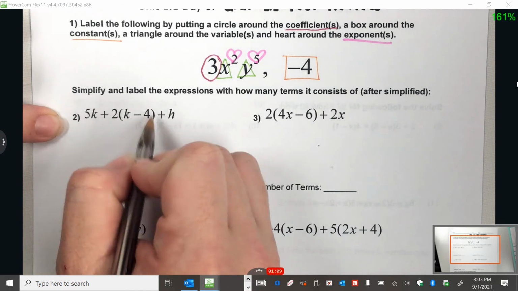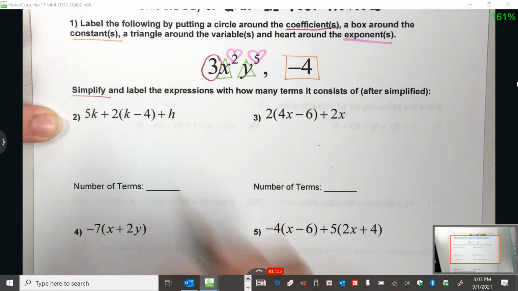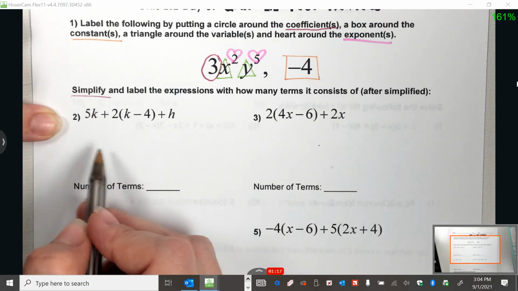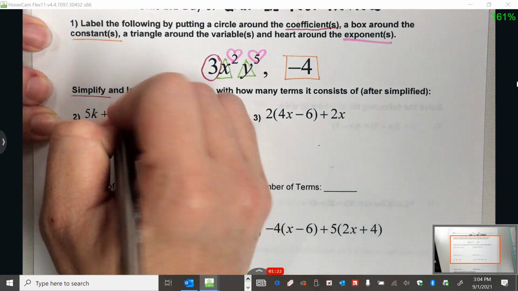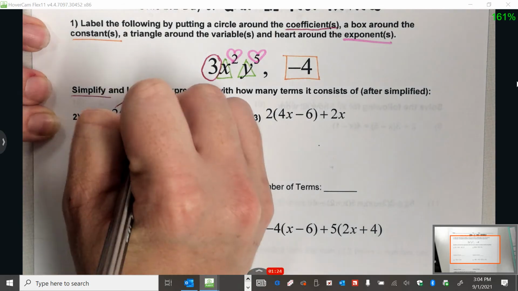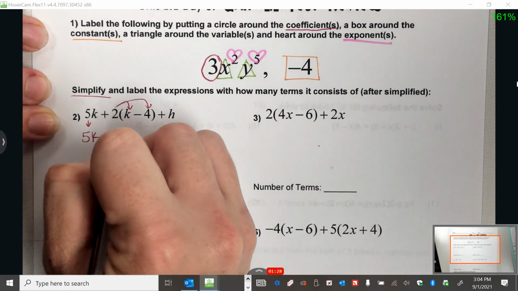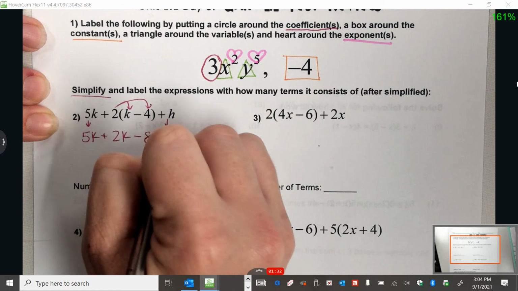So we're going to simplify, and one thing I want you to realize is we are simplifying, not solving. There are no equal signs, okay? So there's not going to be like k equals something. We're not solving. We are just making it simpler. So we're going to do distributing first. So I'm going to bring down my 5k plus 2 times k, which is 2k, 2 times negative 4, which is negative 8, and bring down my plus h.